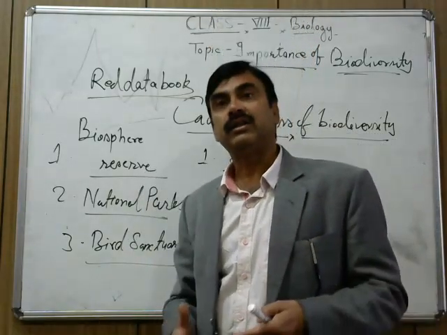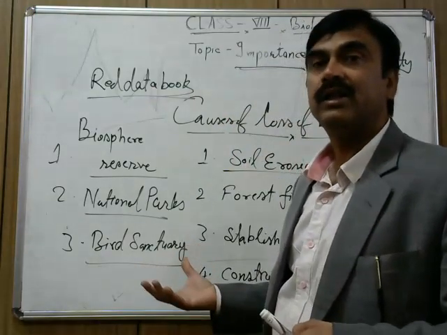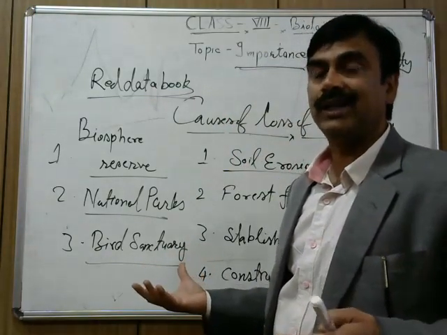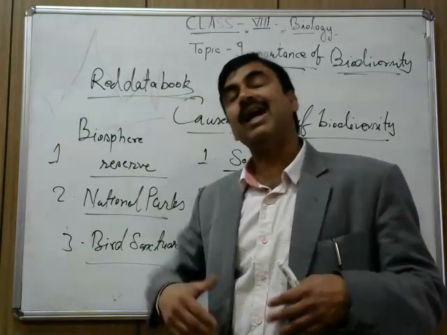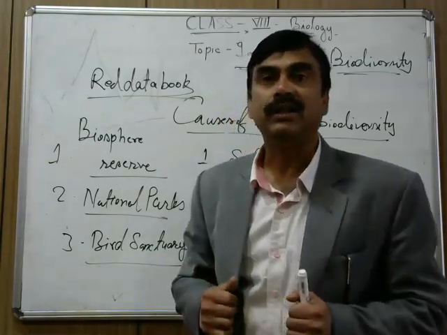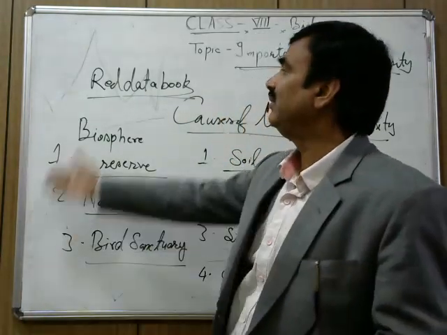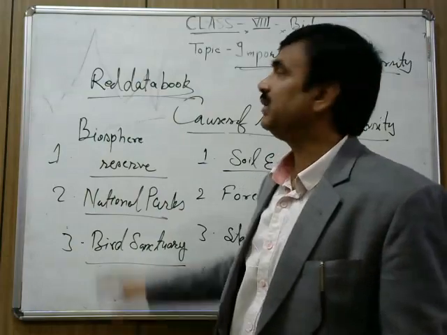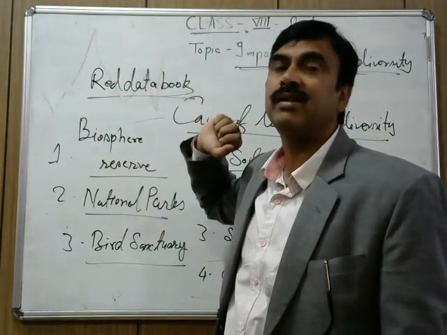Either they are critically endangered or they are facing the risk of extinction in the near future, and they are known as threatened species, critically endangered species, and at the end, when there are very limited numbers of those plants and animals, they are kept in the red data book. It keeps a record of plants and animals facing high risk of extinction.